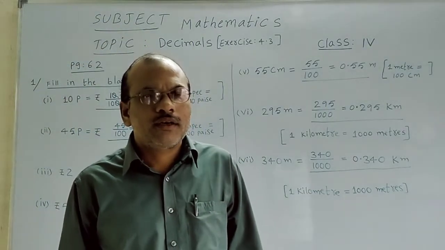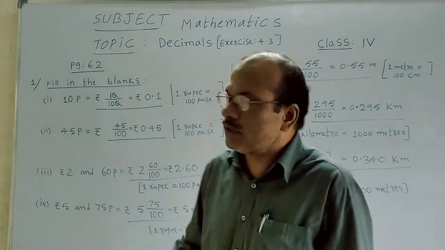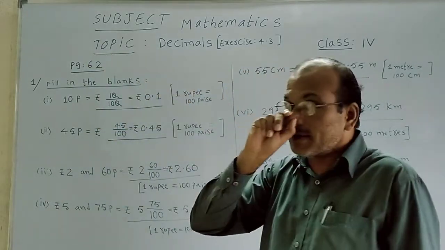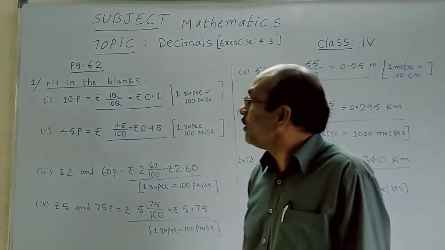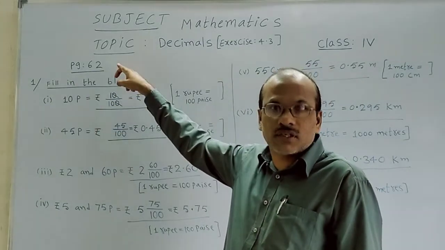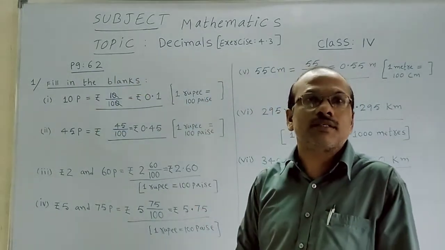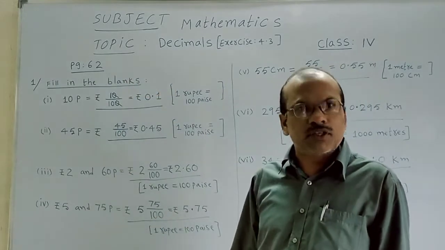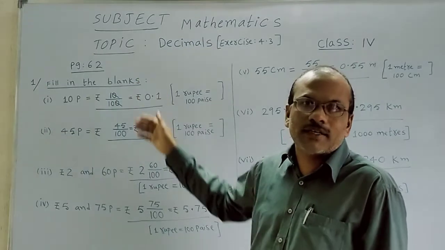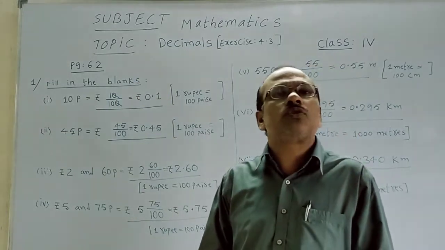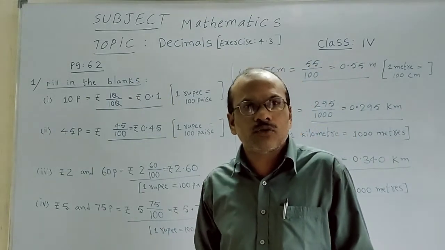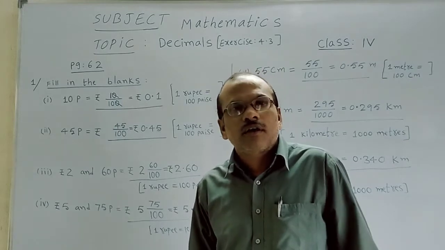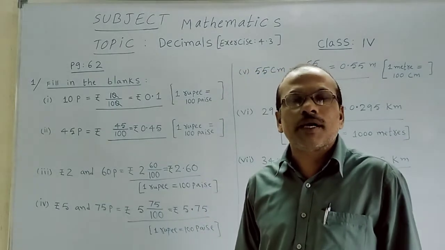We were on exercise 4.3, that is decimals. Let us see page number 62, decimals, exercise 4.3, page number 62. Fill in the blanks to make the statements true, they said. We have to write the correct answers to make them true.